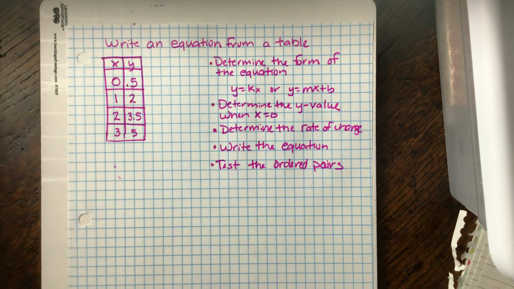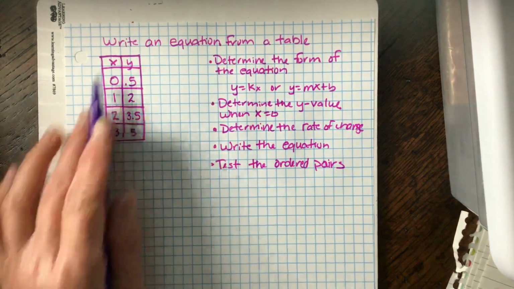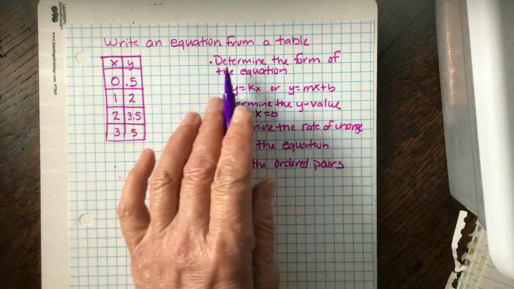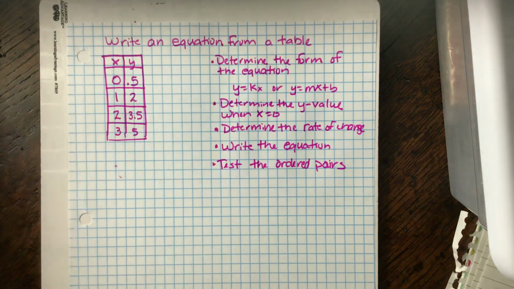This is our day 3 of e-learning, and I know this is an adjustment for all, but we're making the best of it. Our objective today, we are looking at linear relationships, and specifically right now we are going to look at a table, and from the table write an equation that is represented by this table.